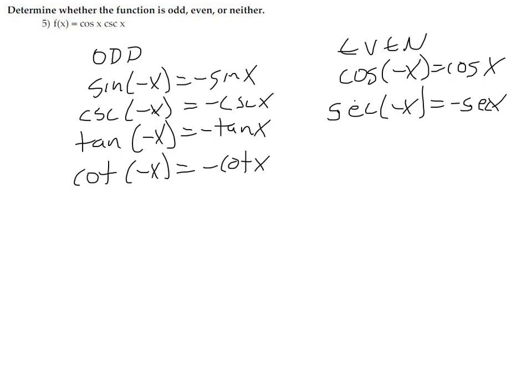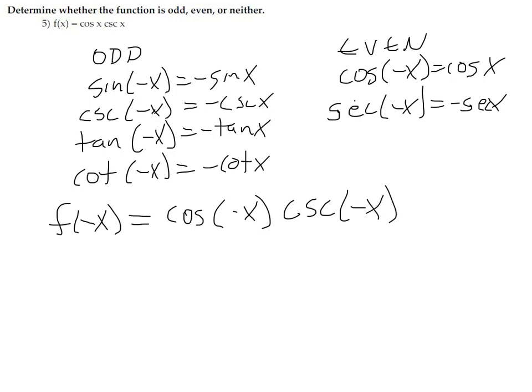So what you have to do is work out f of negative x and find out what you get. Do you get negative f of x, or do you just get f of x? Is it odd or even? So f of negative x on our problem would be cosine of negative x, secant, cosecant of negative x. Now all I'm doing here is going back up to my function, and replacing x with negative x.